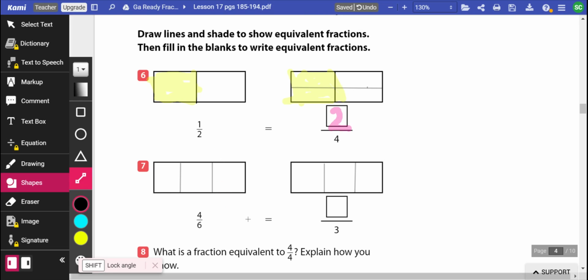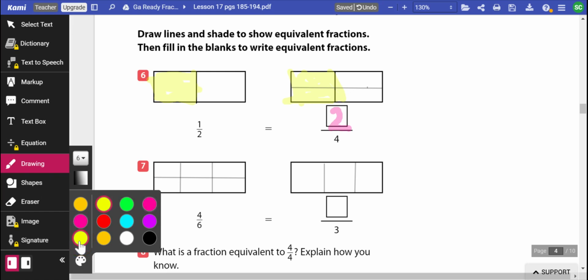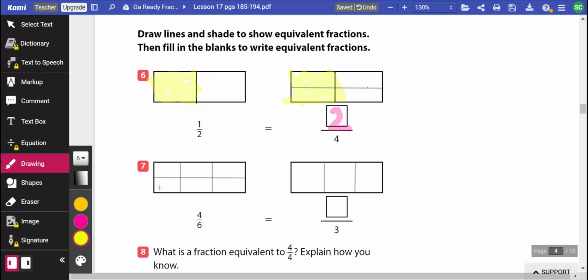But then I need to make it into sixths. And to make sixths, I can do half of my thirds. So each third needs to be split in half. You could have done it this way. You could have done it vertically too. Doesn't really matter as long as you are breaking it into 6 equal parts. So now I'm going to go back to my coloring tool, and I want to color in 4 of my sixths.